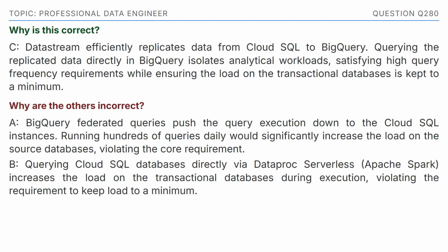Why are the others incorrect? A. BigQuery federated queries push the query execution down to the Cloud SQL instances. Running hundreds of queries daily would significantly increase the load on the source databases, violating the core requirement. B. Querying Cloud SQL databases directly via Dataproc serverless, Apache Spark, increases the load on the transactional databases during execution, violating the requirement to keep load to a minimum.